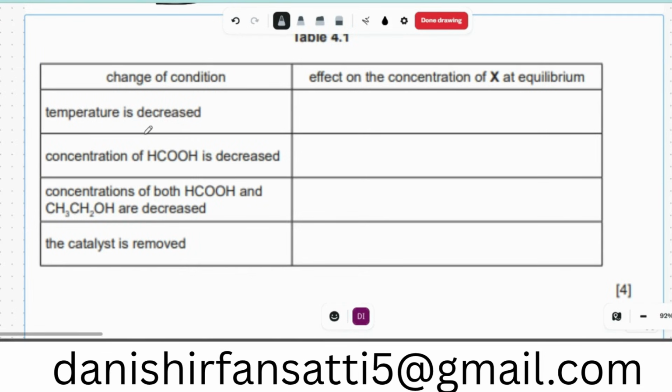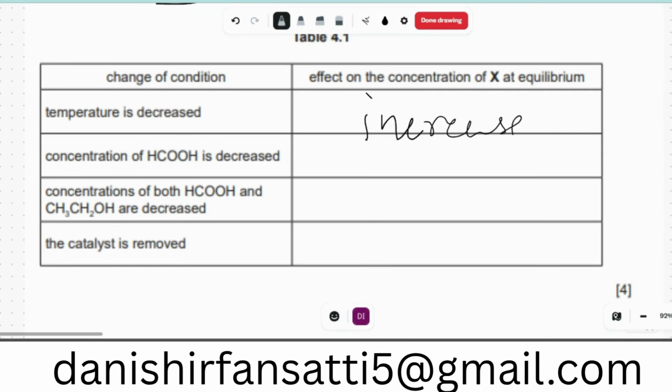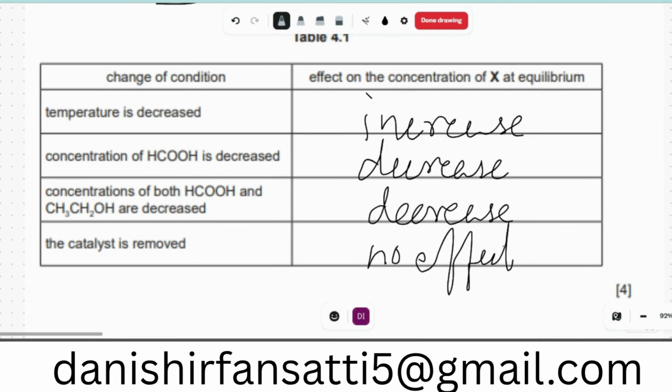The table shows the effect, if any, on the concentration of X for each change of condition. For example, temperature: if we decrease the temperature, what will happen to the concentration of X? It will increase. Now, second is concentration of ACOH, then it will decrease. Concentration of both HCOOH and CH3CH2OH decrease, so that will also result in decrease in the amount of X present. And catalyst is removed, no effect. Catalyst can only affect the rate of reaction, not the concentration of the reaction.